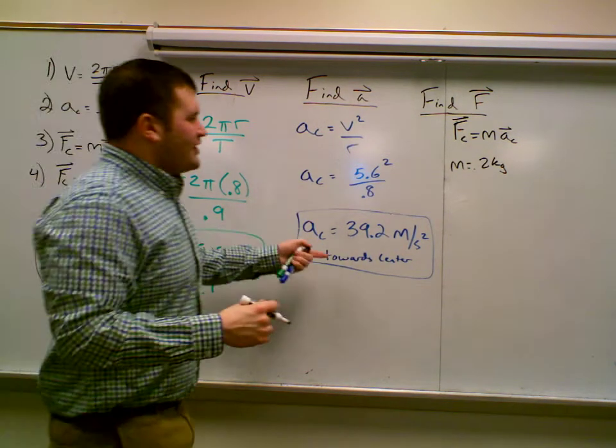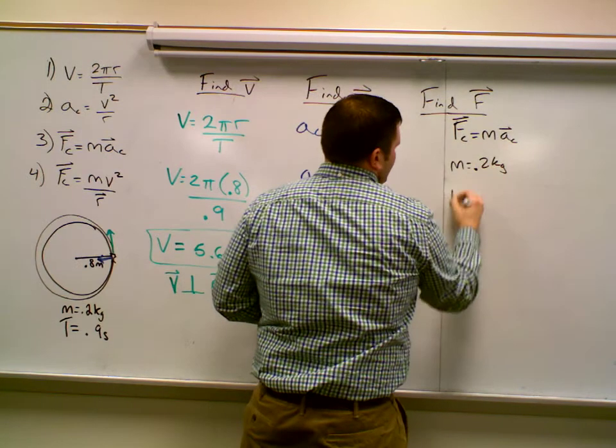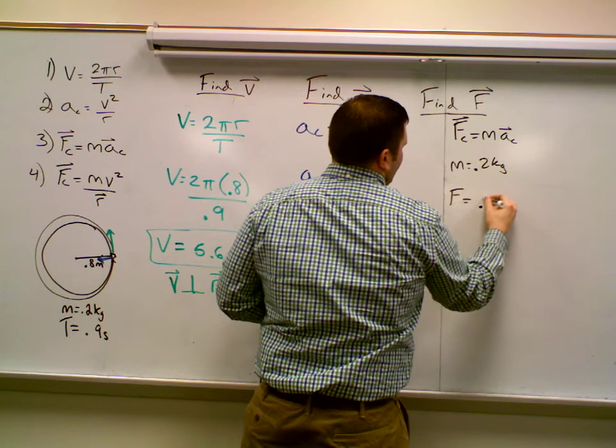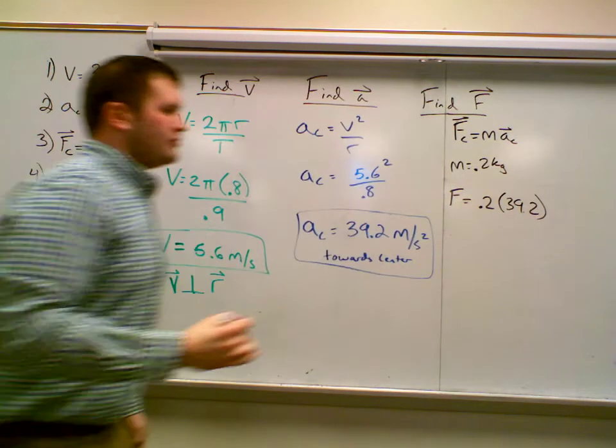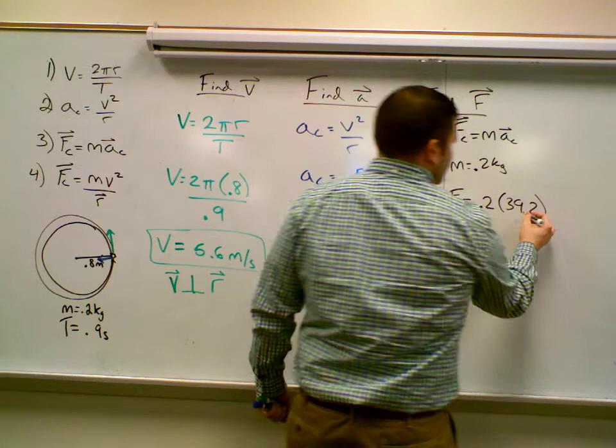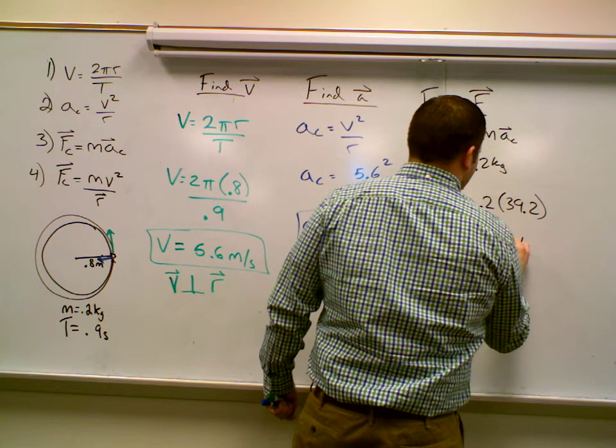Okay. But so acceleration is 39.2. So to find our centripetal force, we do 0.2 times 39.2. 7.8? 7.84.